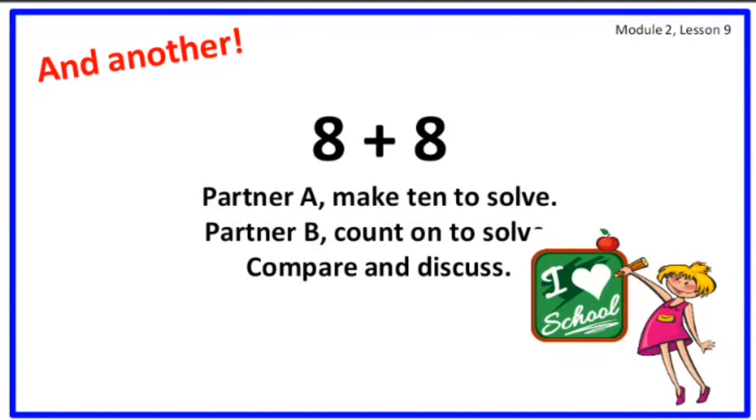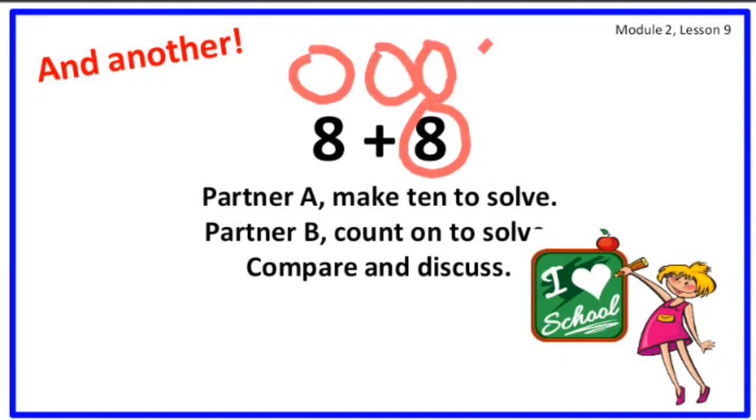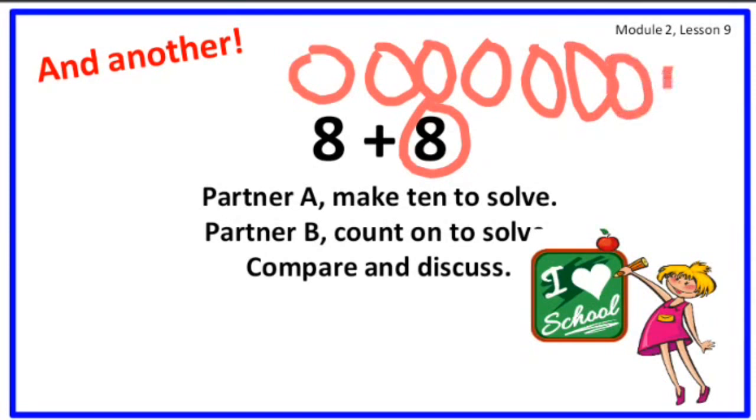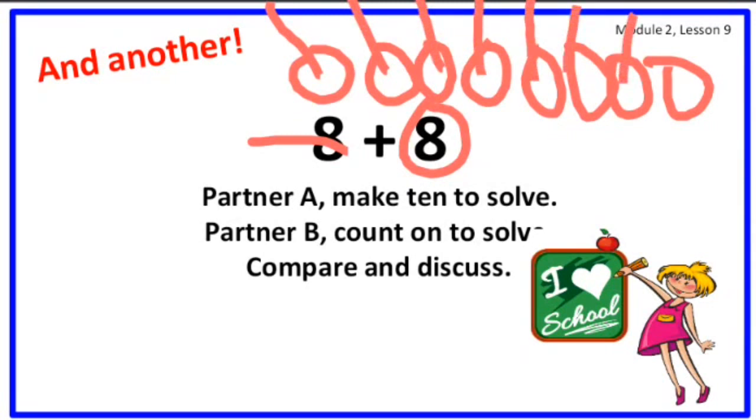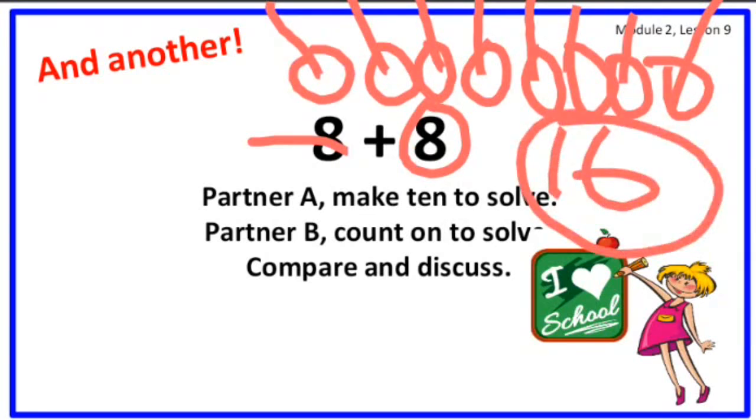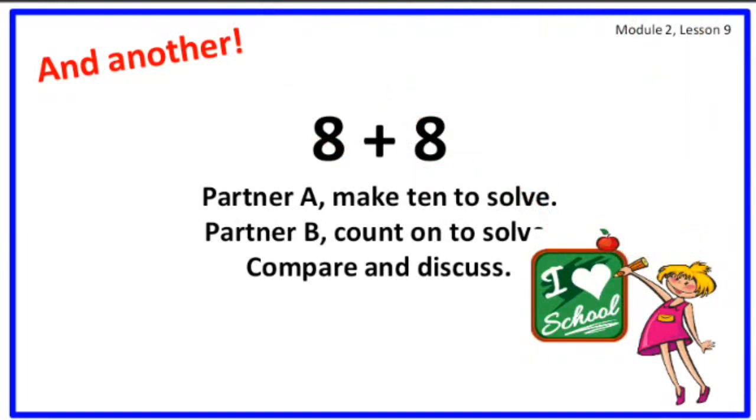Partner B, you are counting on to solve. So I'll count my 8. This 8, I'll count it at the top. 1, 2, 3, 4, 5, 6, 7, and 8. So I have my 8, 9, 10. I'm counting on 11, 12, 13, 14, 15, 16. So you can see they both got the same answer, which is what? 16. Clap for yourself.